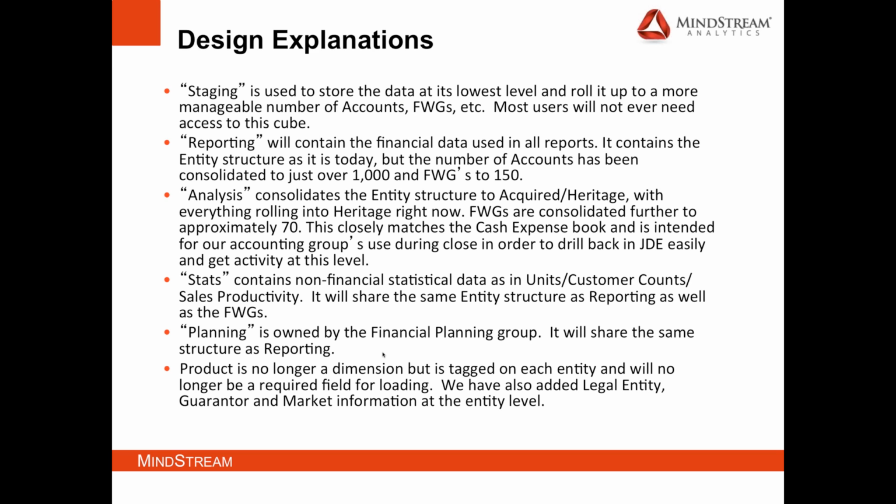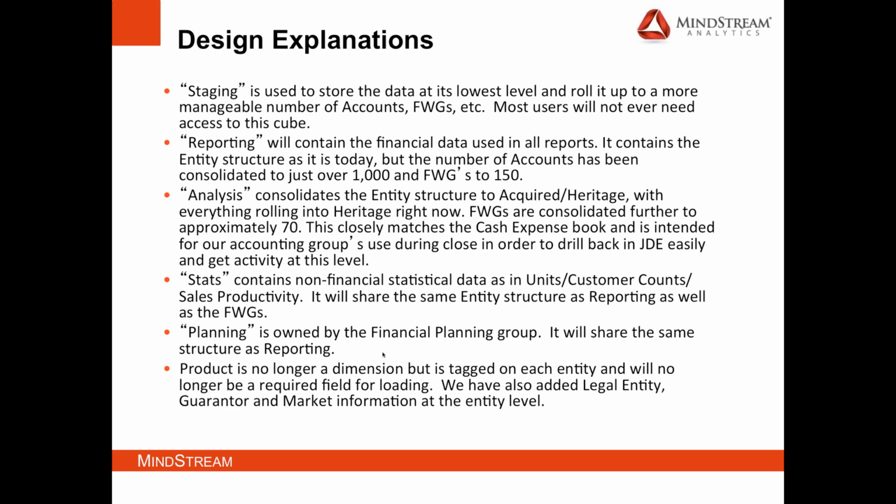The reporting cube is going to contain financial data that's used in all the reports. It contains the complete entity structure, but the number of accounts has been shrunk down to just over 1,000. So now it's just 1,000 accounts and just 150 functional work groups. And just to keep in mind, you were at 23,000 beforehand. Now you're down to 1,000. And the functional work groups have gone from 496, around 500, down to 150. So you've made a significant data aggregation at that point.